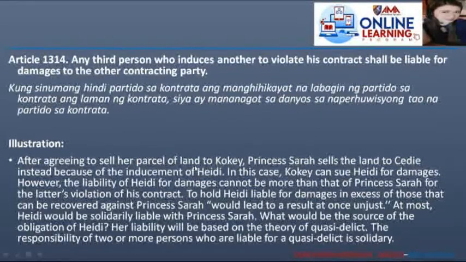So, in this case, Koke can sue Heidi for damages. Pwedeng kasuhan ni Koke si Heidi ng damages. Halimbawa, class, kung lote yon, so nag-expect na yung tao na kanya na yun, mabibili na.